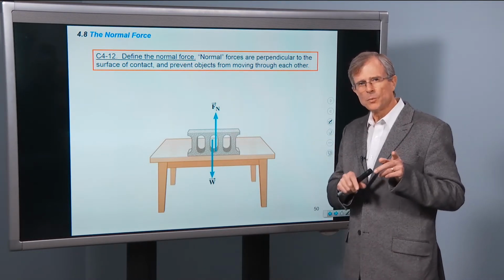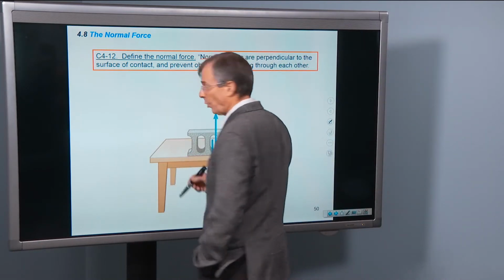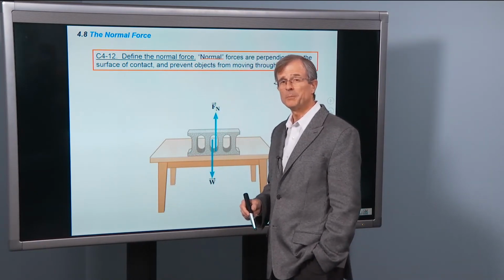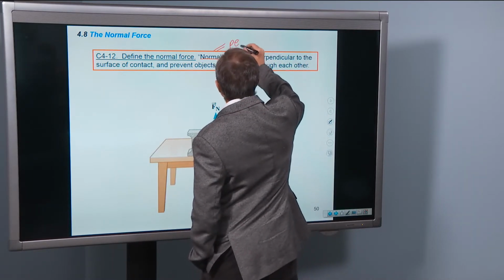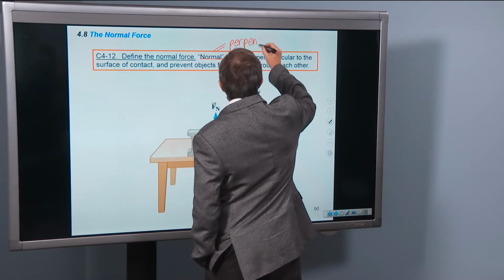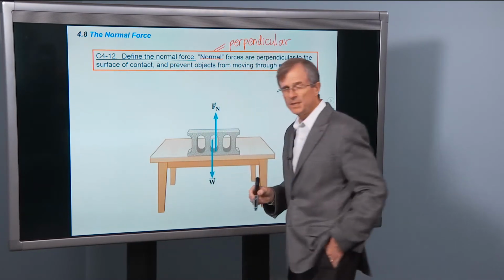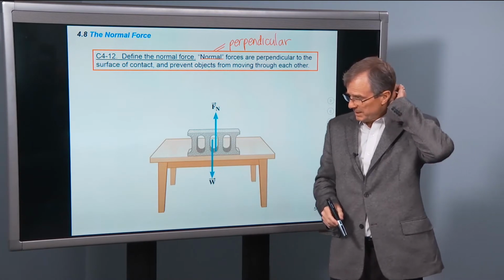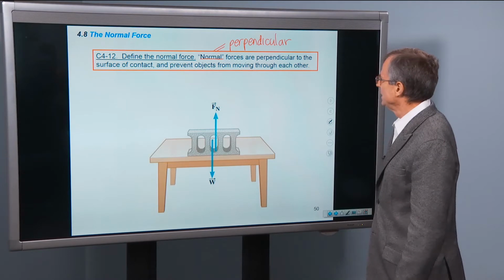That's why we use the word normal. Normal in physics doesn't mean normal versus abnormal. Normal means perpendicular. And some of you may have seen that word used to mean perpendicular in your math courses as well.